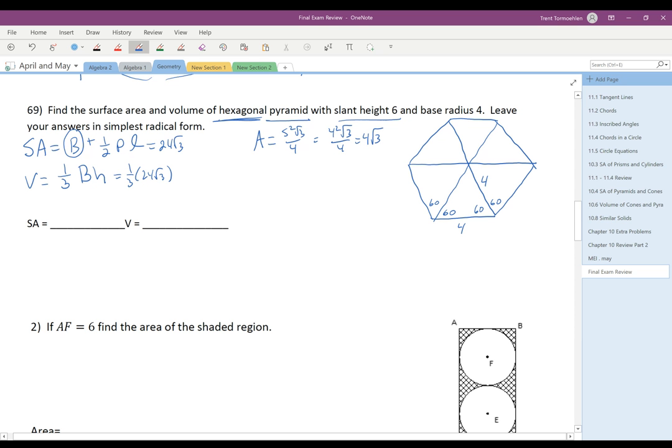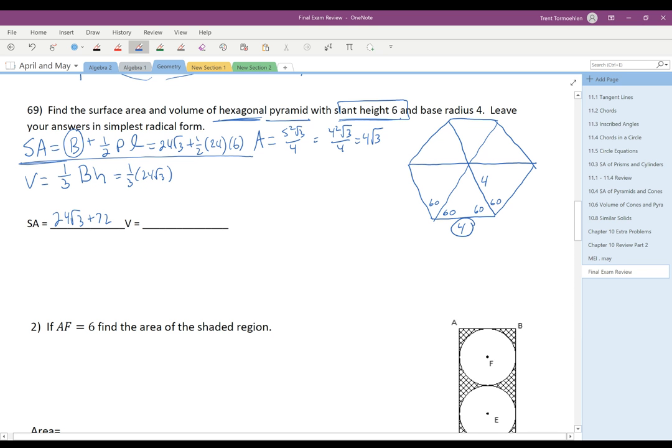We also know the perimeter. So we can actually go through and finish our surface area. If one of our side lengths is 4, then the perimeter is going to be 24 because there are 6 sides. And then the slant height was given to you. The slant height is 6. So just to finish that one out for surface area, it's 24 root 3, plus 1/2 times 24 times 6, which is 72. So our surface area is 24 root 3 plus 72.